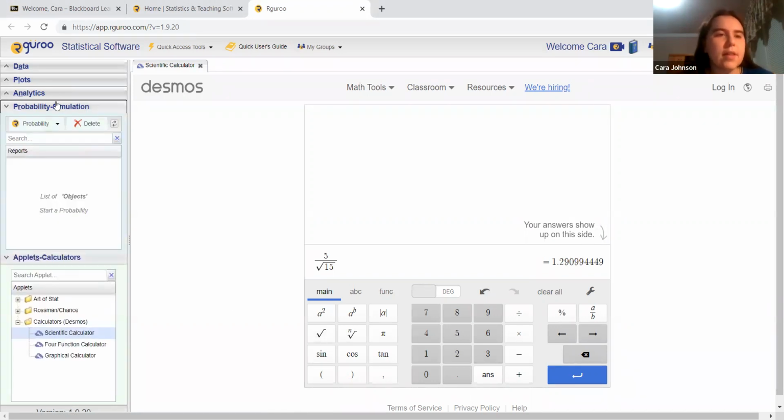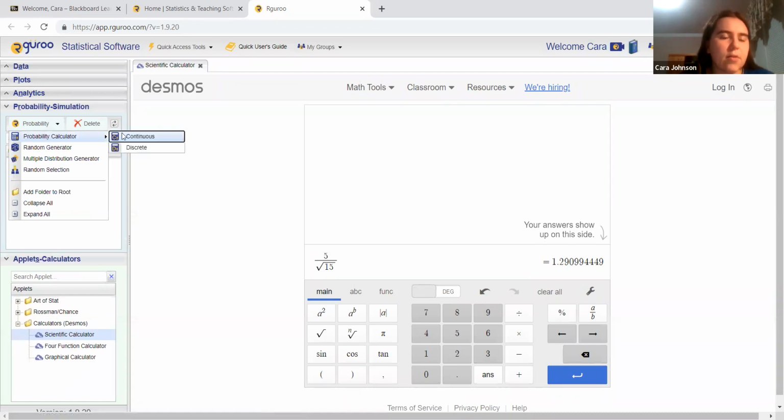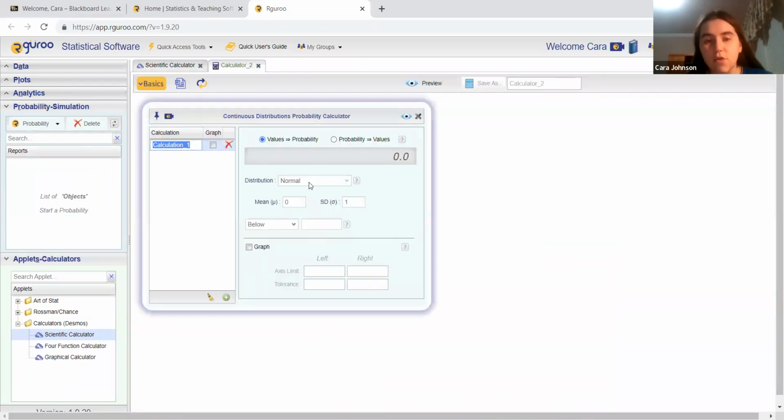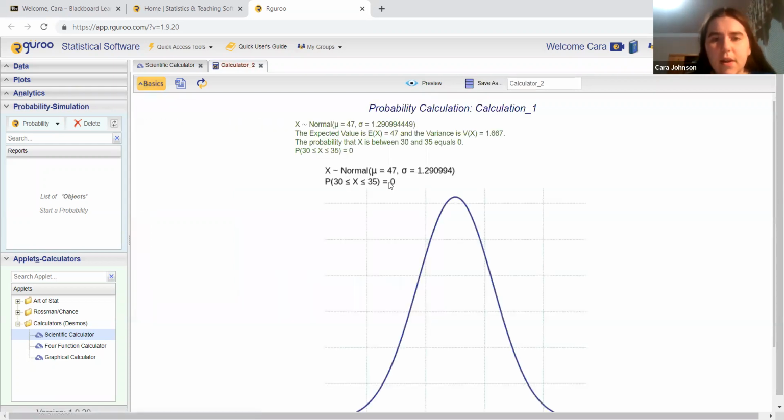Now I'm going to go to the probability tab, probability, continuous. We're going to use the exact same functions here. We're going to use normal because it's still normally distributed. Our mean is going to be 47, and our standard deviation is going to be 1.290994449. Now the first question asks us to find the probability of the sample mean age being between 30 and 35. I'm looking for a probability, so I'm on the correct button here. I'm going to put between 30 and 35, hit the eyeball, and there's my probability, it's 0.